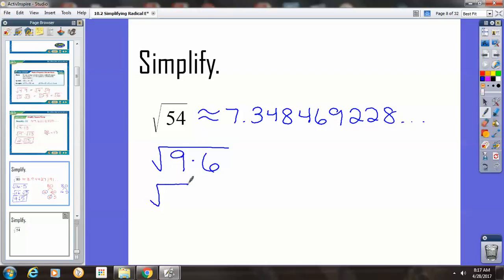Okay, so let's break apart this radical and give each number its own square root. What's the square root of 9? 3. So we have 3 radical 6.